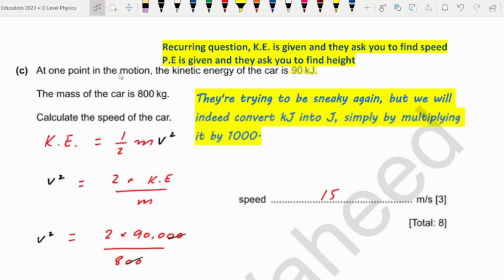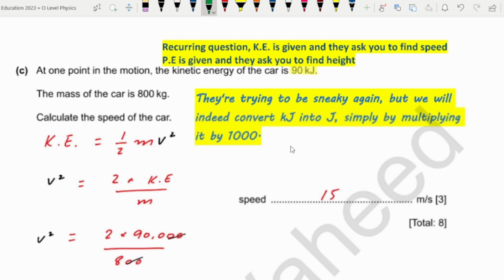Then we have the next one. The kinetic energy of the car is given as 90 kilojoules. Kilo means 1000, so 90 kilojoules means 90,000 joules. Alright, so you always need to get rid of the prefixes first. So 90,000 joules is the kinetic energy. The mass of the car is 8,000. We need to find the speed of the car. It's a very important question for 3 marks.